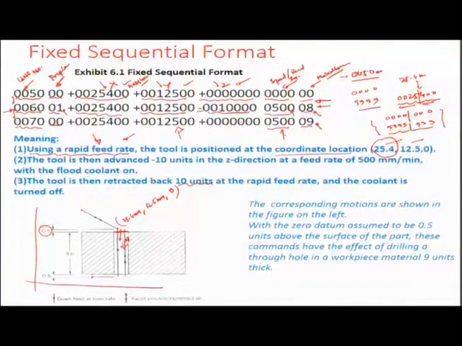And then in the third line you are retracting the tool back to the 0 position. So basically whatever minus 10 position the tool had gone, which is somewhere here, keeping the 25.4 and the 12.5 x and y positions intact. Okay, so you go to minus 10 mm here. Okay, and then go back again.